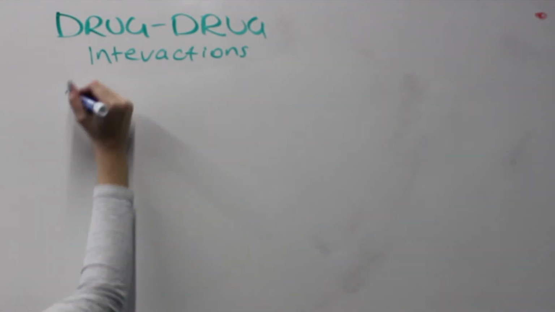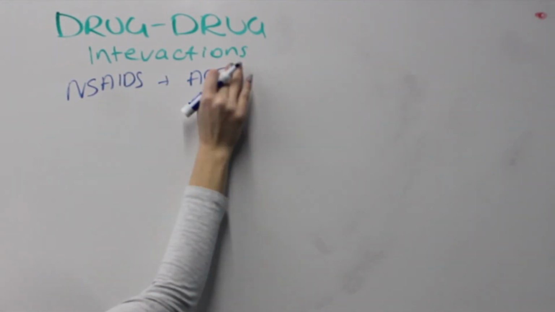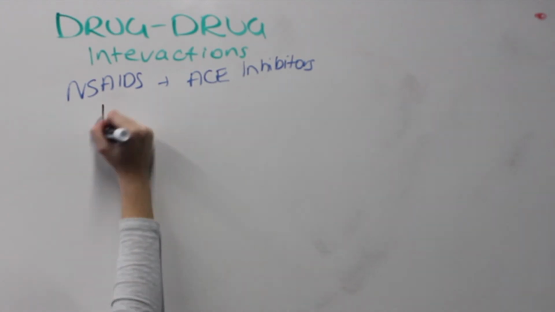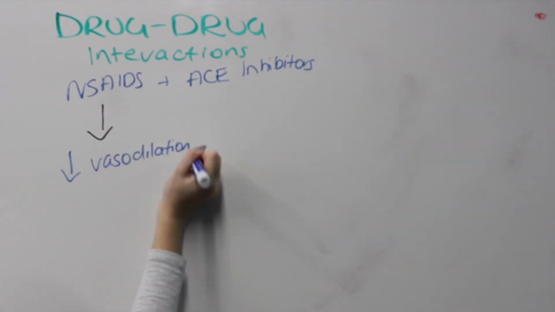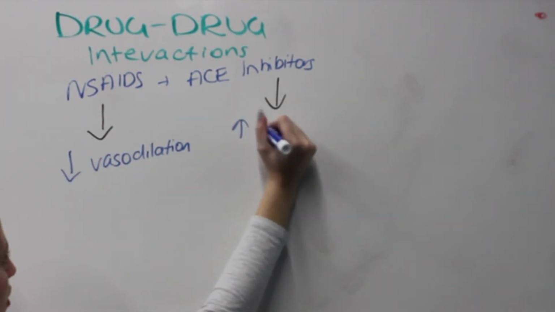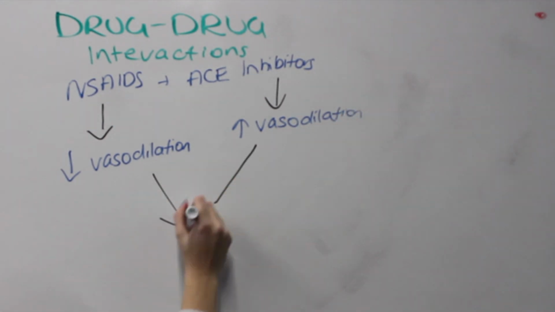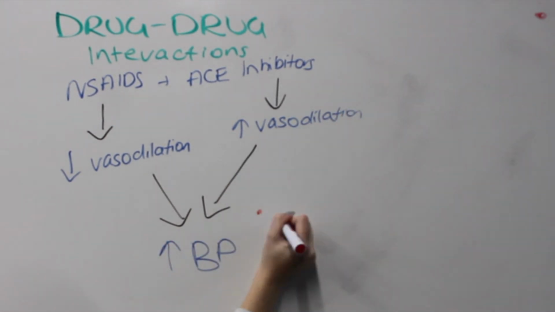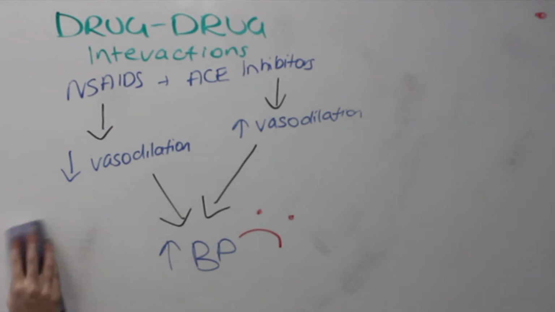NSAIDs can also interact with ACE inhibitors. As we know, NSAIDs reduce the level of PGI2 and PGE2 and therefore decrease the level of vasodilation, whereas ACE inhibitors act to increase vasodilation. These competing aims, if taken together, can prevent an individual from reaching their blood pressure goal.